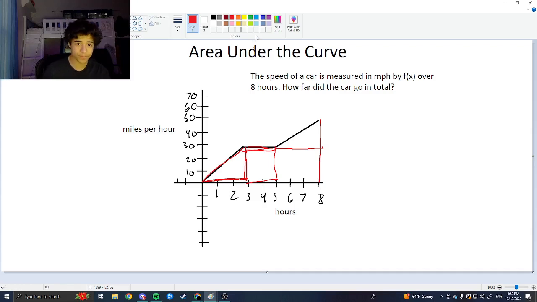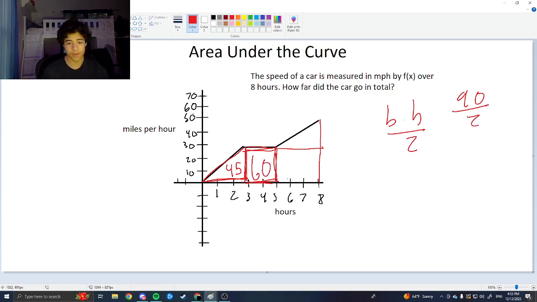So this first part, we have a triangle that is 3 by 30. If you know triangles is base times height over 2. So 3 times 30 is going to be 90 over 2 is going to be 45. This rectangle here is 2 by 30. So this is going to have an area of 60. This rectangle down here is 4 by 30. So it's going to have an area of 120.